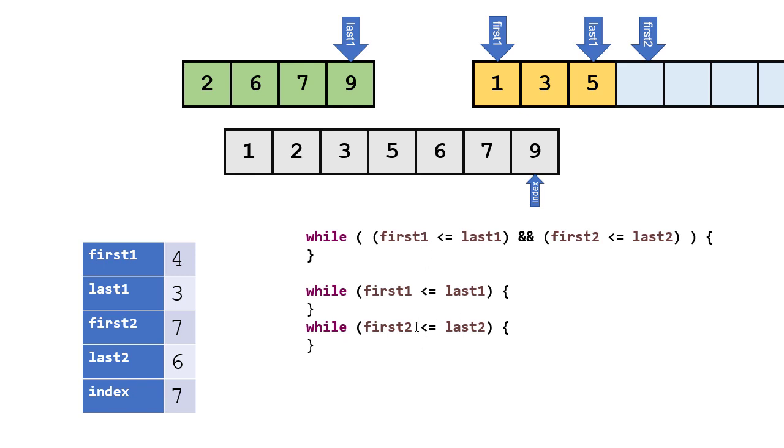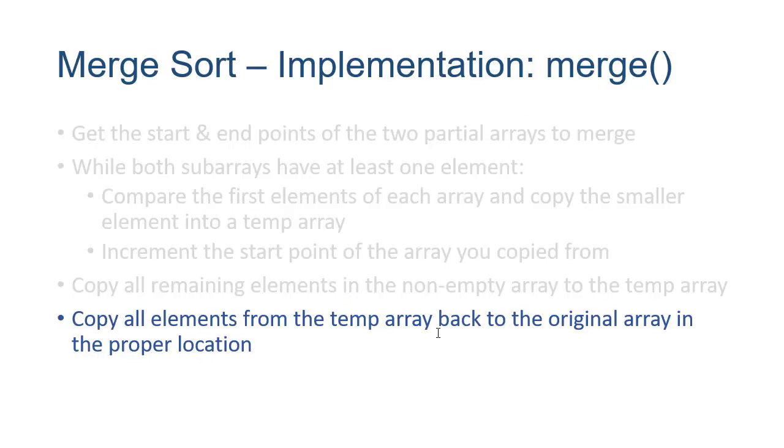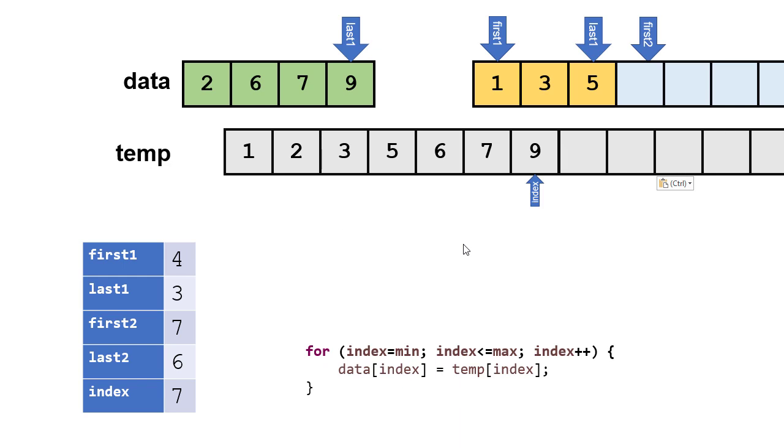So we would never actually execute both of these loops, because this condition we check here, and then we check the second condition of our while loop here. So both of them are checked, but only one of them can possibly be true, because while they're both true, we continue the loop. So now we're going to copy all the elements from the temp array back into the original array in their proper location.